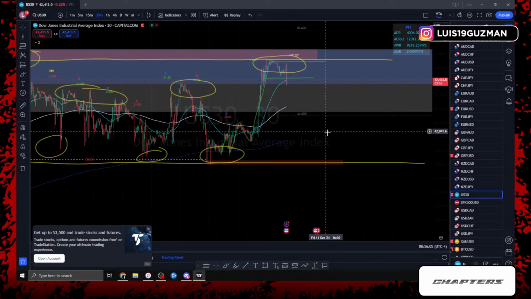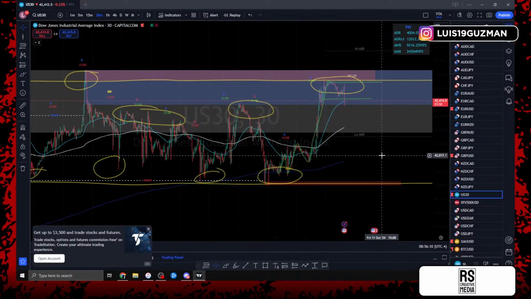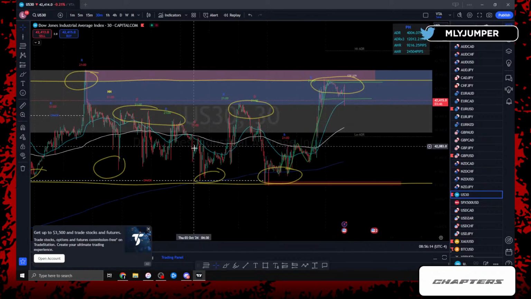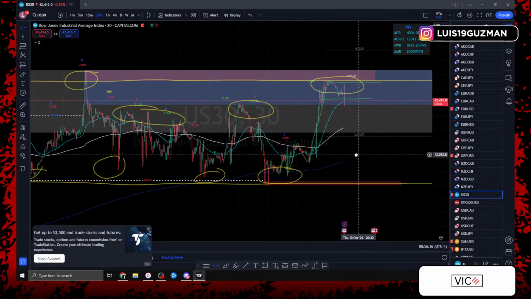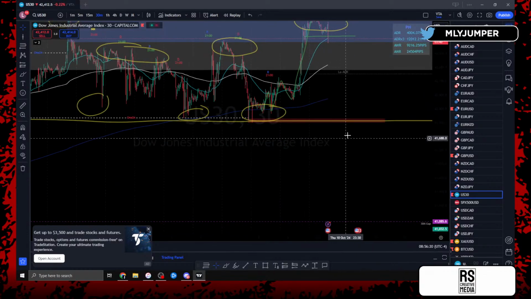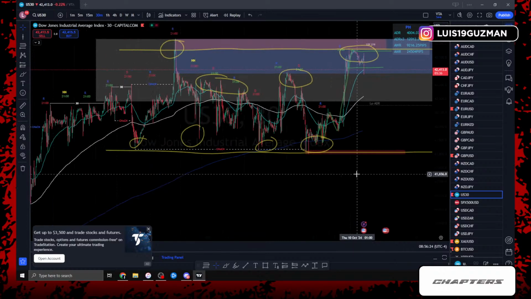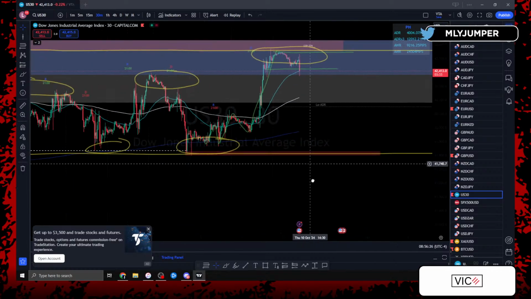So again, what am I looking for? In a zone of consolidation, you're either looking for a rejection of the highs to continue going short, a rejection of the lows to continue going long, or a break of structure of the highs to continue going long, or a break of structure of the lows to continue going short. I haven't gotten any of that yet. Right now we're rejecting highs.